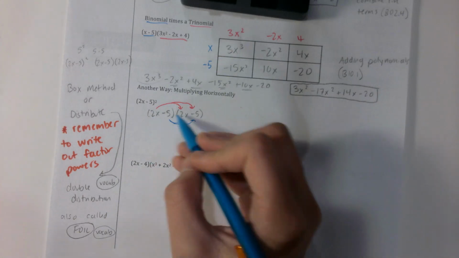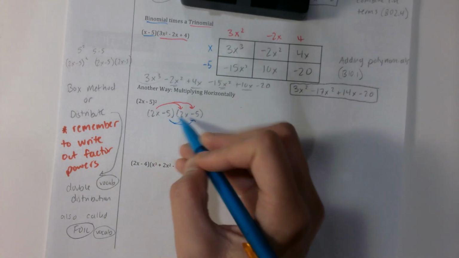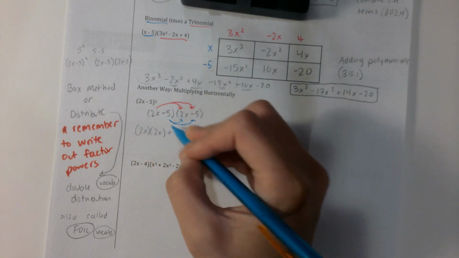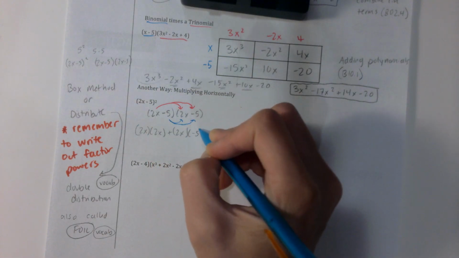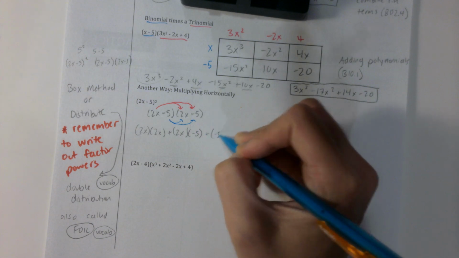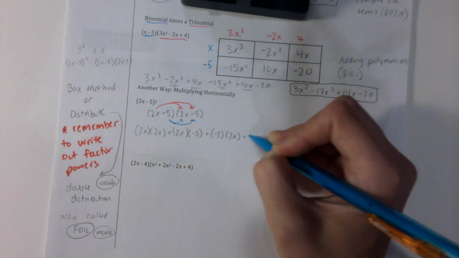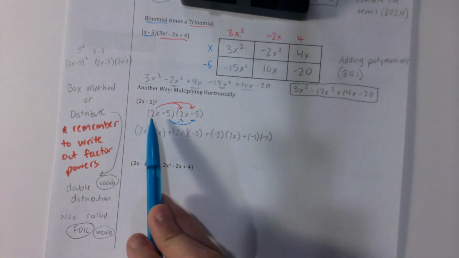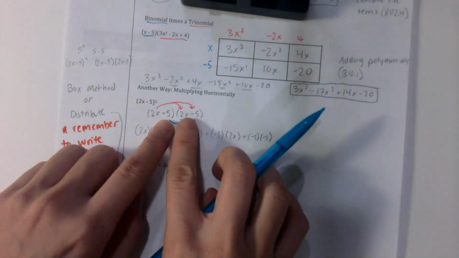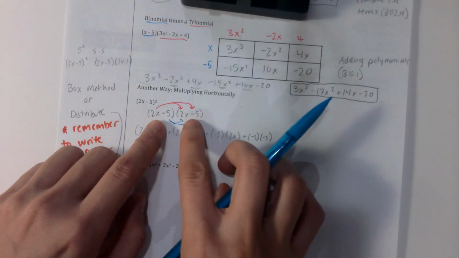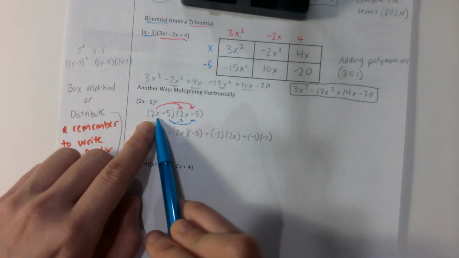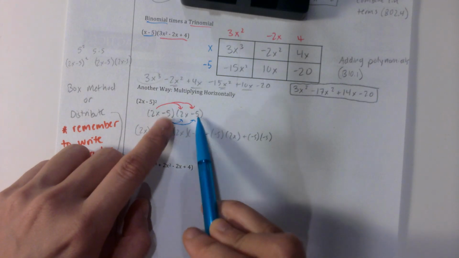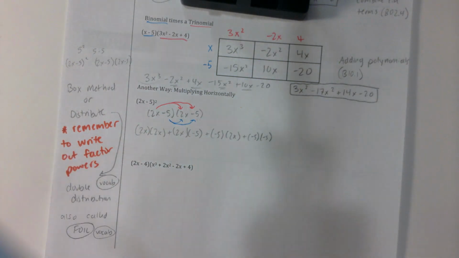Okay, so we do this first guy with this guy, so we get 2x times 2x plus 2x times negative 5 plus negative 5 times 2x plus negative 5 times negative 5. So if you know what FOIL is, it's first, right? If we take these pairs, they have a first and a second on both of them. So we take first of both, we take the outside of the whole thing, we take the inside, and then we take the last. If you don't know FOIL, then you can just do double distribution.